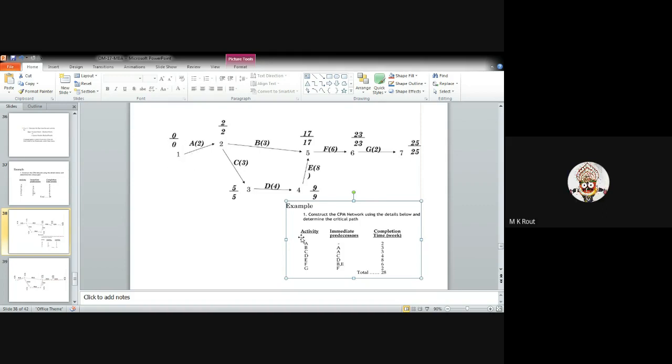The next one from A to B. A to B is given and A to C is given. From A to B, 3 is given as the completion time. And A to C, the completion time is given as 3. I make the arrow from A to B and from A to C. Is it clear?